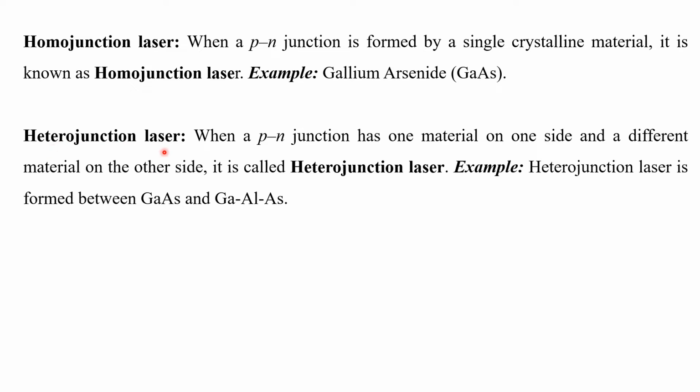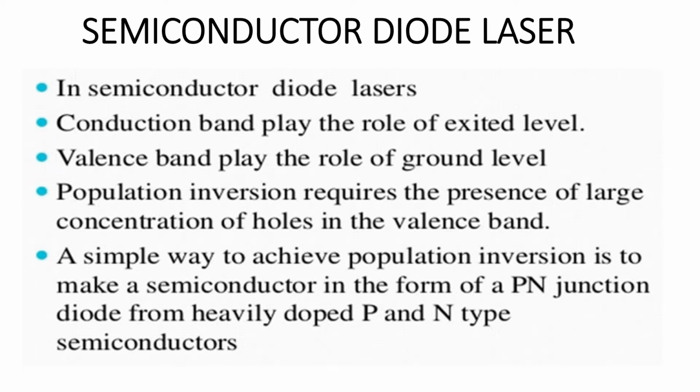Whereas heterojunction laser is formed by two materials. On either side of the p-n junction, you have two different materials. That is, the p-n junction has one material on one side and a different material on the other side. So it is called heterojunction laser. Example, it is formed between gallium arsenide and gallium aluminum arsenide.